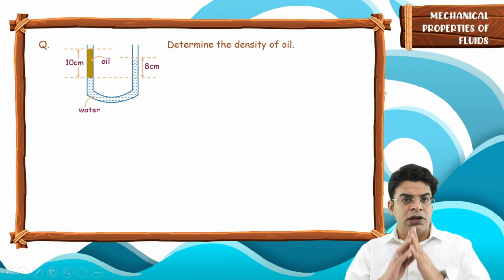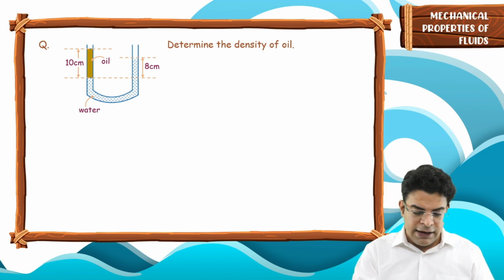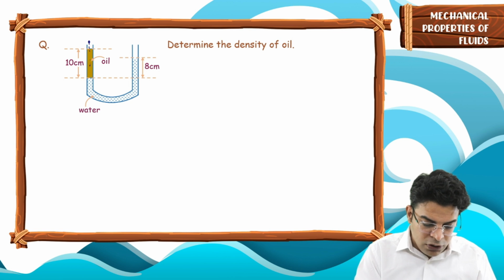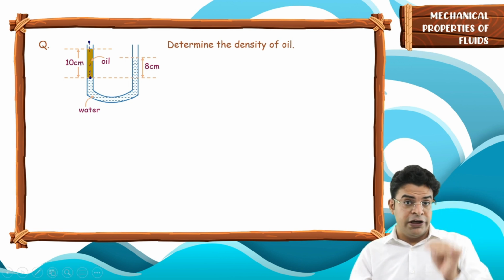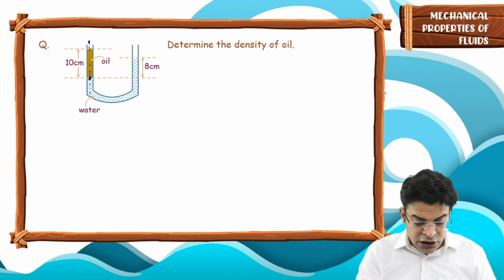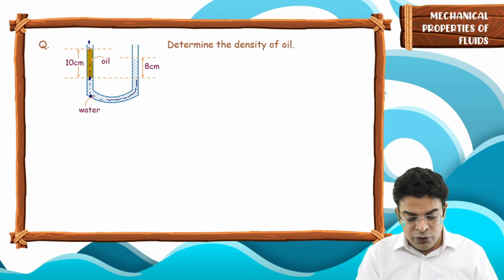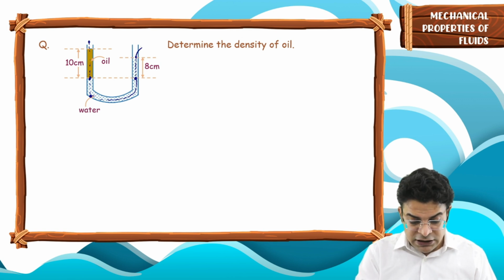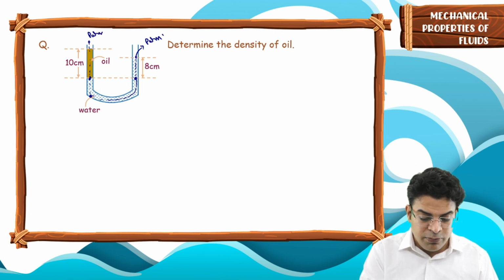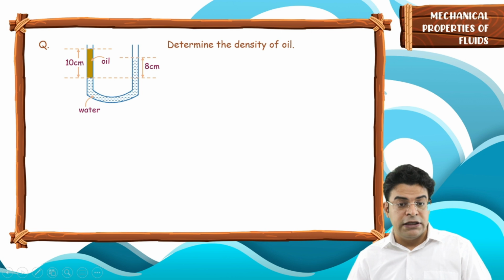So in all these types of questions, I will start from a point, I will go down into the oil, the pressure will increase. Then I will go further down into the fluid, the pressure will further increase. Then I will start moving up, the pressure will decrease. Then I will move further up, the pressure will decrease, and on coming out the final pressure will be P atm, and I will start with P atm. So let's see how to write the equation.